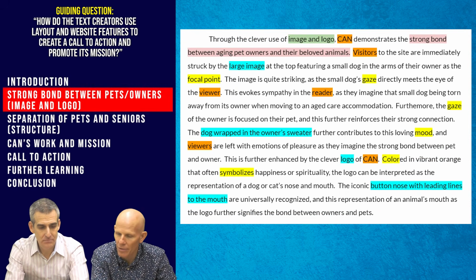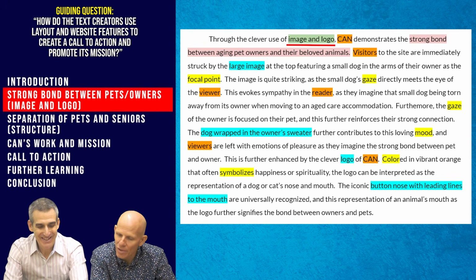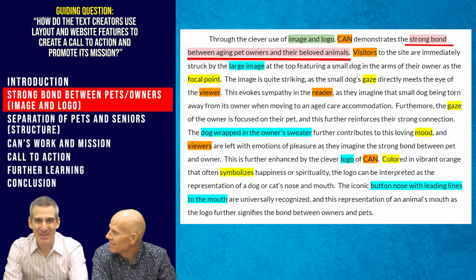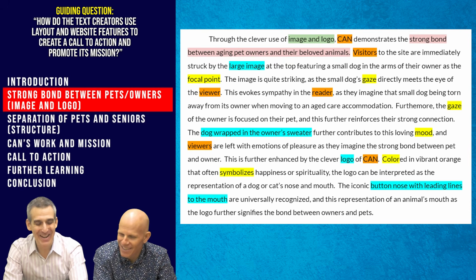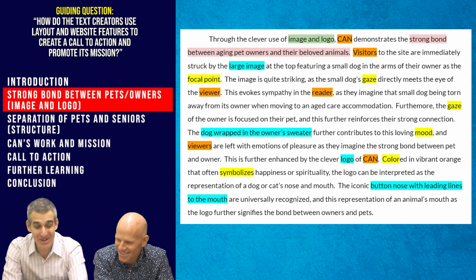The first body paragraph, the next paragraph is again focusing on image and logo, but notice that we have an idea, the strong bond between pet owners and their animals. That's nice. And that's a good choice because they're going to talk about that cute photo. And I'm sorry, I'm a dog lover. I have a dog very similar to that dog, and they want to talk about that.